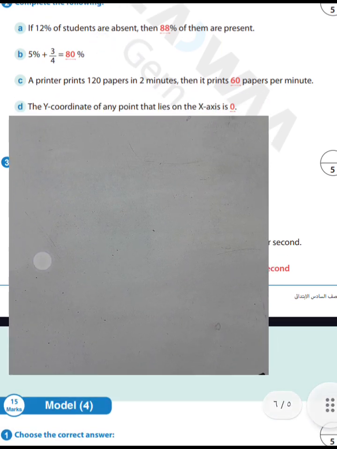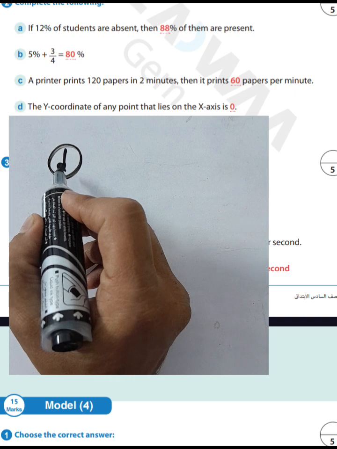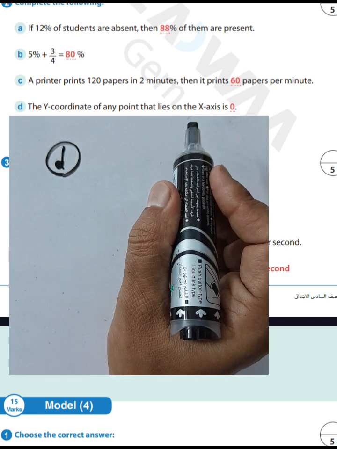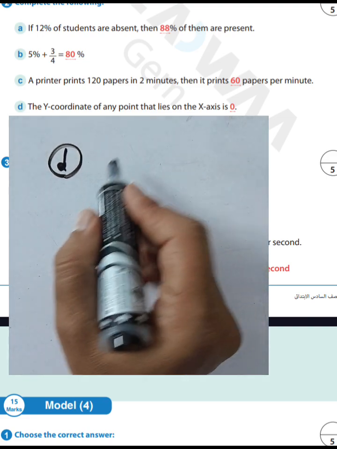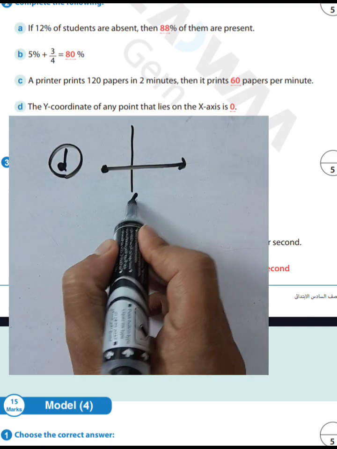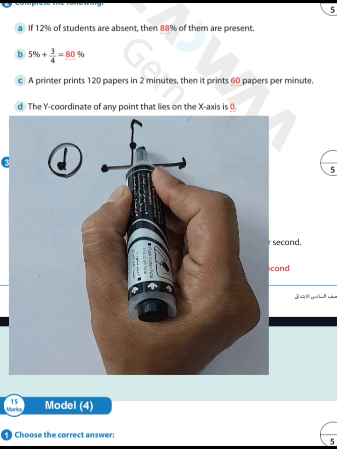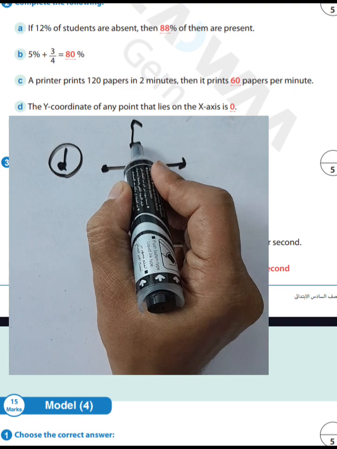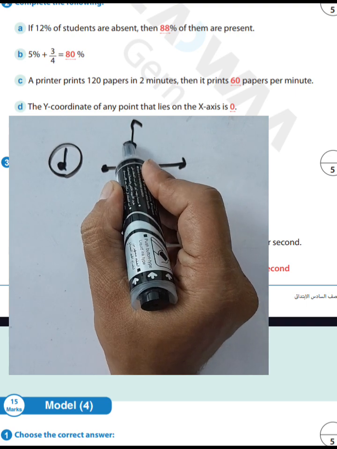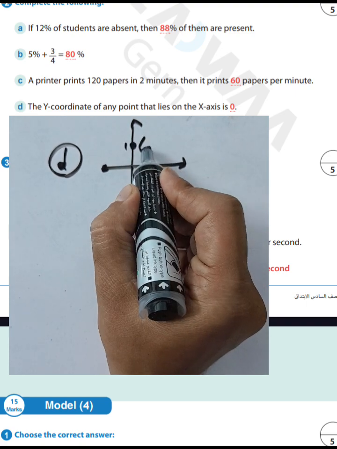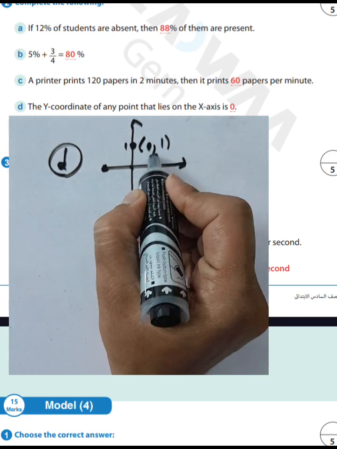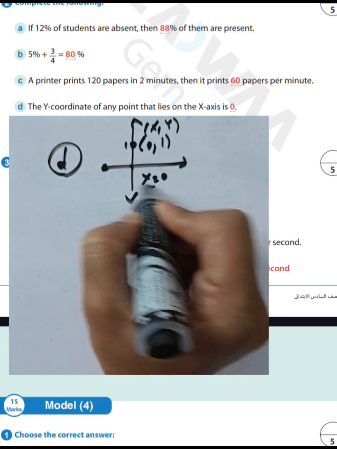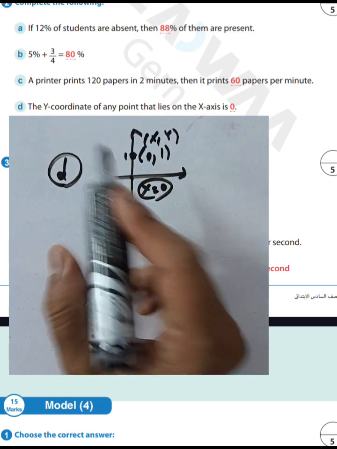Okay, next example, question letter D. The y coordinate of any point that lies on the x-axis will be 0. For any point that lies on the y-axis, x will be 0. Such that if this point is 1, then this point will be written as 0 and 1. Then any point consisting of x and y, x will be equal to 0.